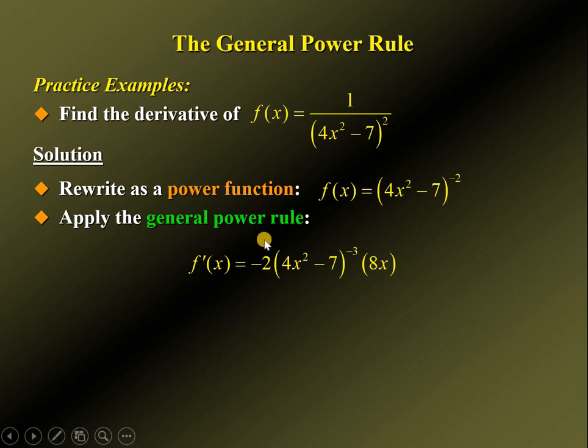Apply the general power rule. Derivative outside: bring down the exponent to be a coefficient and then reduce the exponent by 1. It's negative 3. Multiply the derivative inside the bracket. Derivative of 4x squared is 8x. Derivative of the constant 7 is 0. Now I'm going to multiply negative 2 by 8x. It's going to be negative 16x. And flip (4x squared minus 7) up to power negative 3 to the denominator and change the power to positive 3.